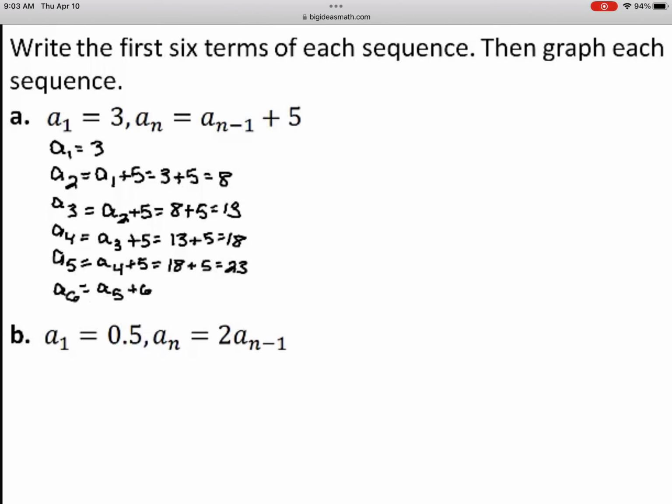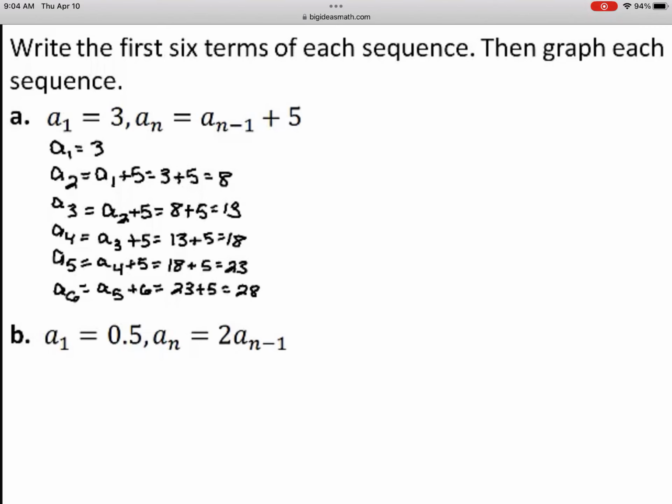And a sub 6 equals a sub 5 plus 5. A sub 5 equals 23. 23 plus 5 equals 28, so a sub 6 equals 28. So the first 6 terms of the sequence are 3, 8, 13, 18, 23, and 28.